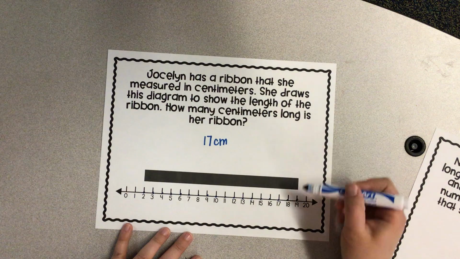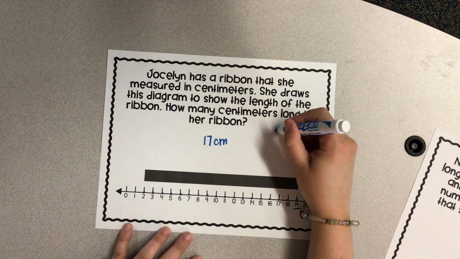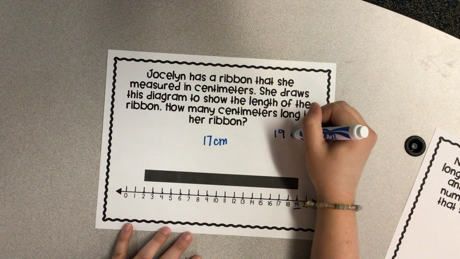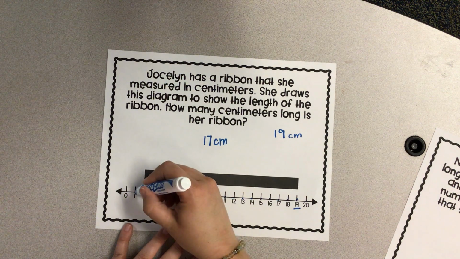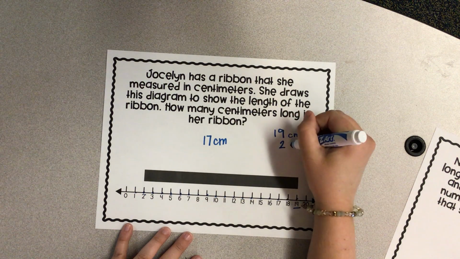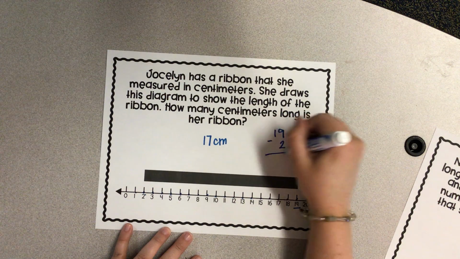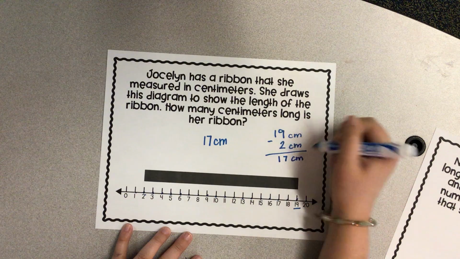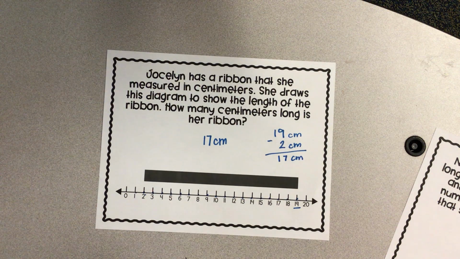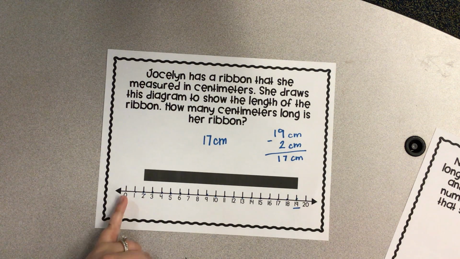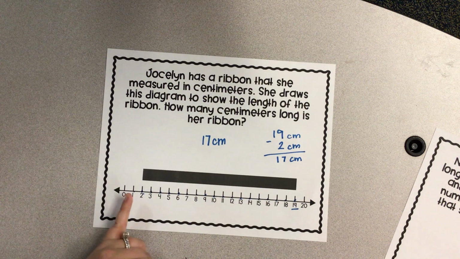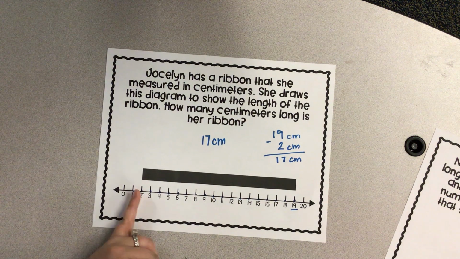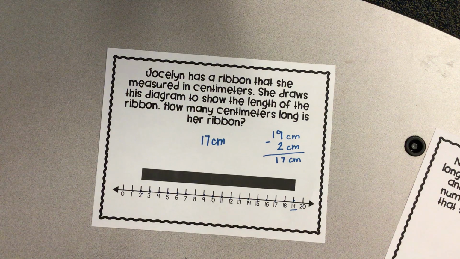Another way I could find this is by starting with where she ended, 19, and then taking away the 2 centimeters that she didn't account for. 9 minus 2 is 7, bring down the 1, and I would get the same answer. So that's another way to solve it as well, if that helps you. Just make sure you don't count 0 as one of the centimeters. We don't count until we move, right? 1, 2, or going back this way, 1, 2. That's 2 centimeters that she left off.